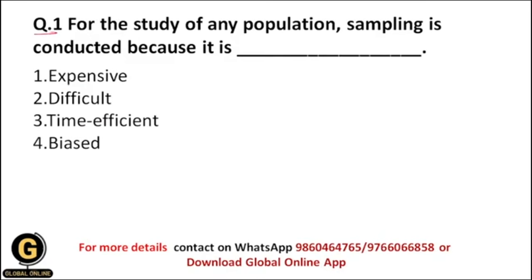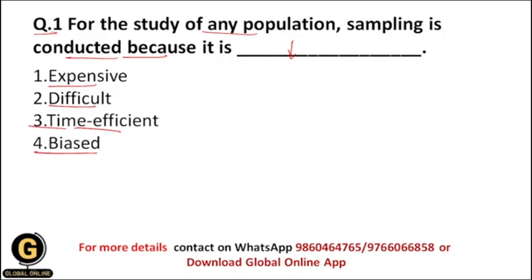The question 1 is, for the study of any population, sampling is conducted because it is dash. So basically students, whenever a researcher wants to study any population, then for studying that particular population, he does the sampling. Sampling means taking out some samples from the population for the study. And why do we do this? Why is this essential? What is the reason behind it? Whether it is expensive, whether it is difficult, whether it is time efficient, or whether it is biased.